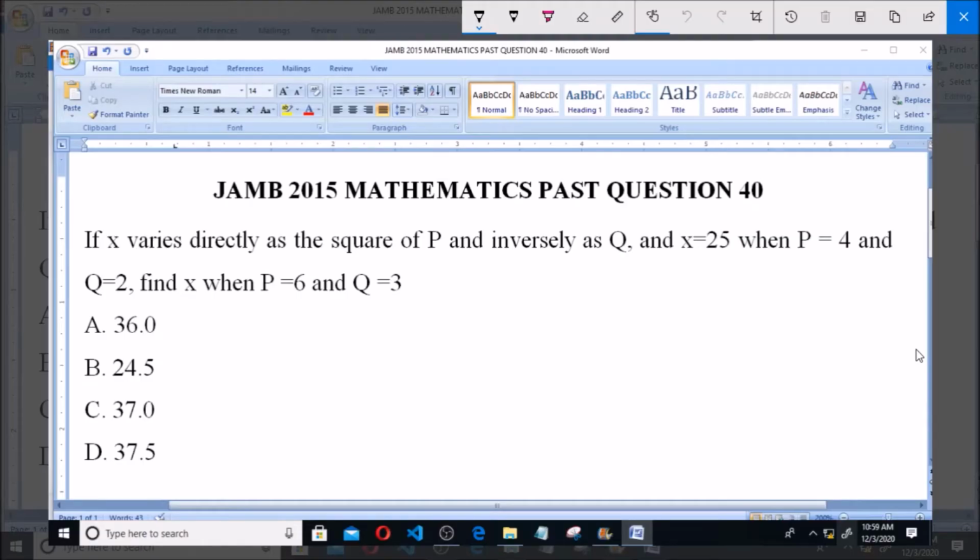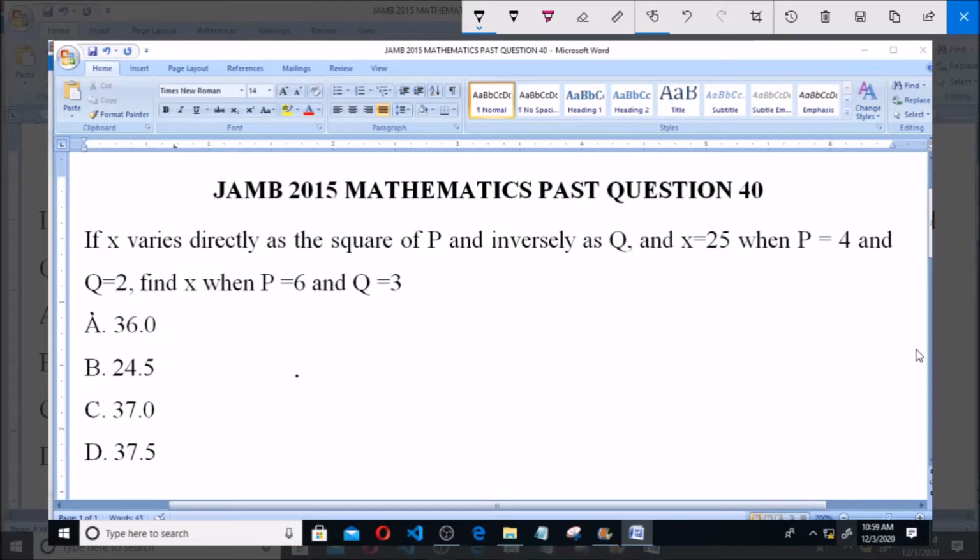Good day and welcome. I'll be answering JAMB 2015 mathematics past question 40. If x varies directly as the square of p and inversely as q, and x is equal to 25 when p is equal to 4 and q equal to 2, find x when p equals 6 and q equal 3.